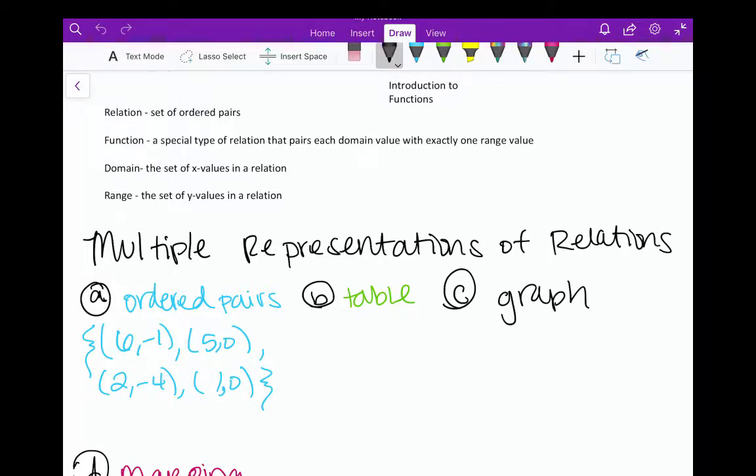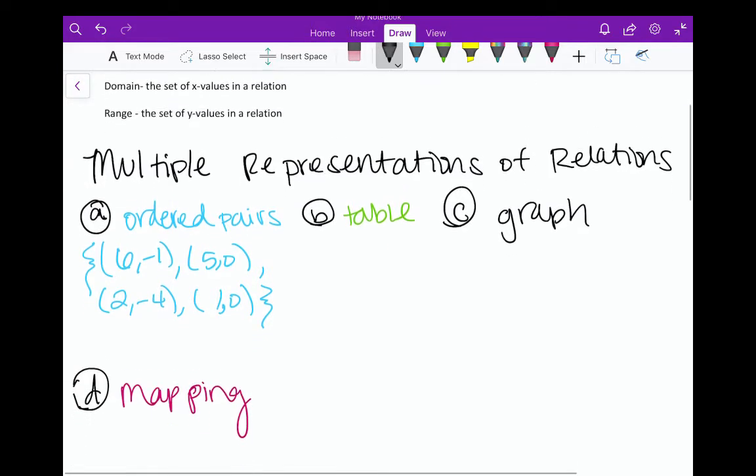A relation is a set of ordered pairs. An ordered pair is an x value and a y value. That's an ordered pair. A function is a special type of relation that pairs each domain value with exactly one range value. Domain is the set of x values in a relation, and range is the set of y values in a relation.